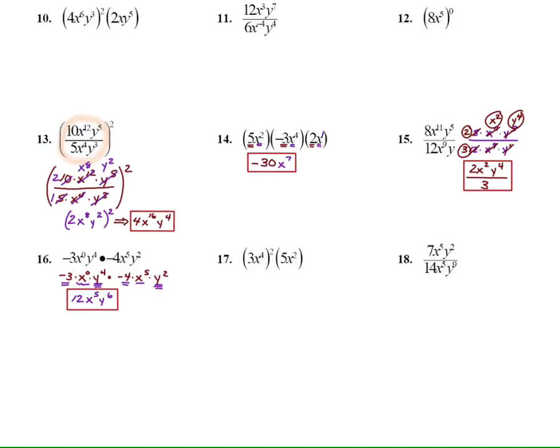17, I have 3x to the 4th quantity squared multiplied by 5x squared. So first thing I have to do is deal with that squared on that first quantity. So I'm going to square each part of that first quantity, and then I'm going to end up multiplying it by 5x squared. So 3 squared is 9. x to the 4th squared is x to the 8th. And I'm going to end up multiplying that by 5x squared. So now I would multiply 9 and 5 is 45. And then you would add the exponents on your x. So x to the 8th times x to the 2nd is x to the 10th.